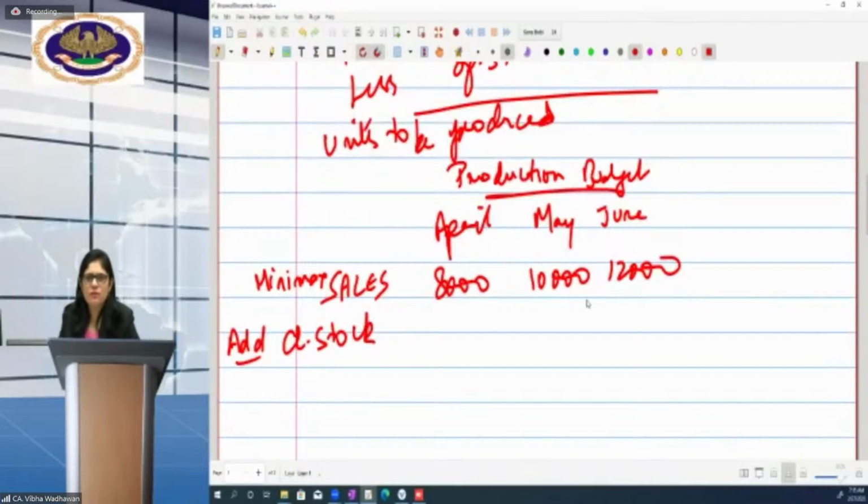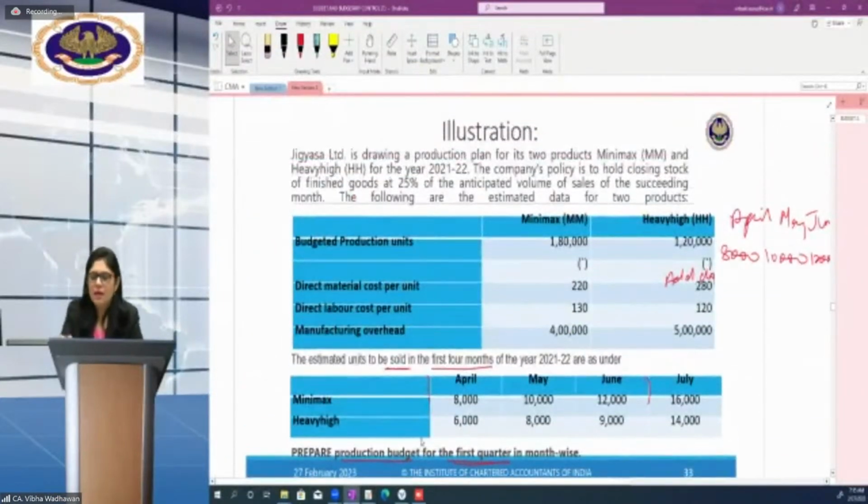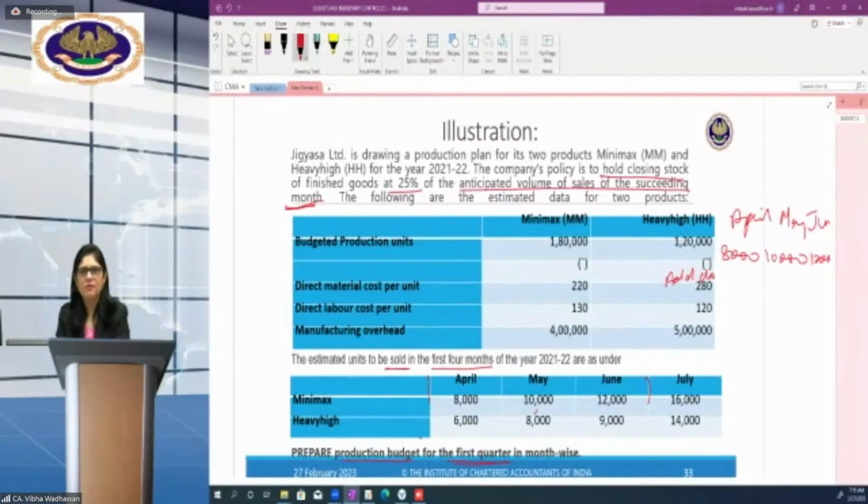So we have the budgeted sales in the question. Add closing stock. Now, how do we hold the closing stock? 25% of the anticipated volume of sales of the succeeding month. I'm just focusing on Minimax as of now. 10,000 is the sales of Minimax for May. So 25% of the sales of May will be the closing stock for April. Succeeding month means the next month, the following month, right? So 25% of sales of May will be the closing stock for April.